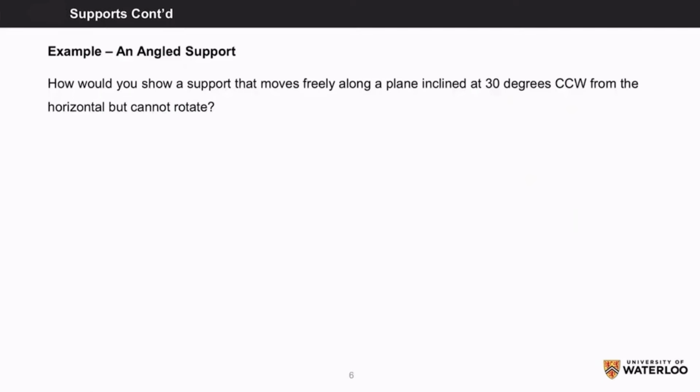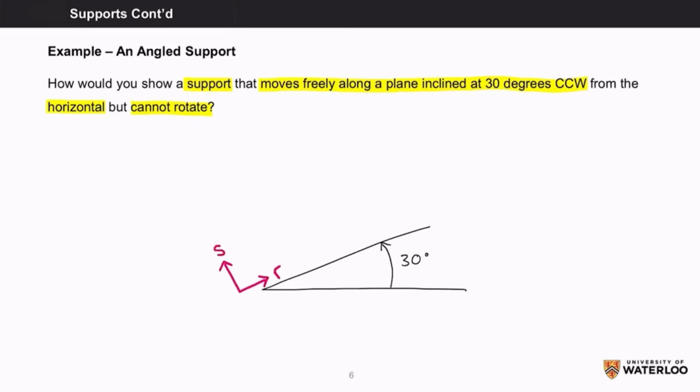Let's look at an example of an angled support. How would you show a support that moves freely along a plane inclined at 30 degrees counterclockwise from the horizontal, but cannot rotate? Feel free to pause the video and try it on your own if you would like. First, start by drawing a line angled at 30 degrees. Second, let's create our coordinate system. Third, draw a support that will allow you to move horizontally along the r-axis without creating a moment. This would be a fixed roller support.